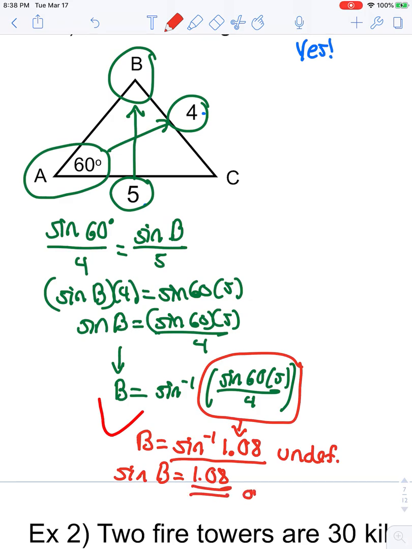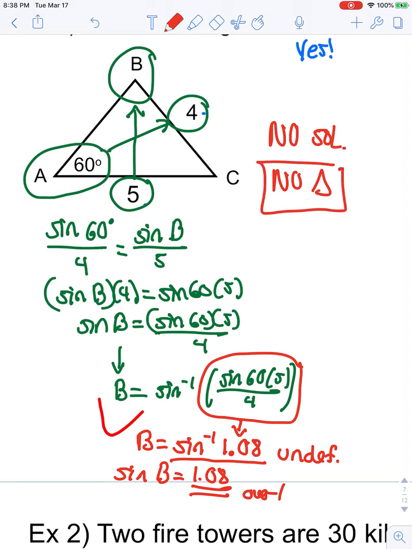And that's because if that ratio is over 1, there is no solution. This is an example of a situation where there is no solution, which means there is no triangle. This triangle is actually impossible to actually create with these given measurements.